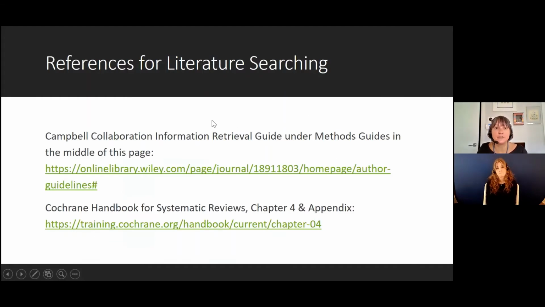I have 2 references here for you that might help your literature searching. The Campbell Collaboration has an information retrieval guide that's freely available. The link is here. It's under the methods guide in the middle of that page. And although it's focused on medicine, the newest Cochrane Handbook, chapter 4 in the appendix, has a lot of resources for thinking about developing your search strategy for an online database.